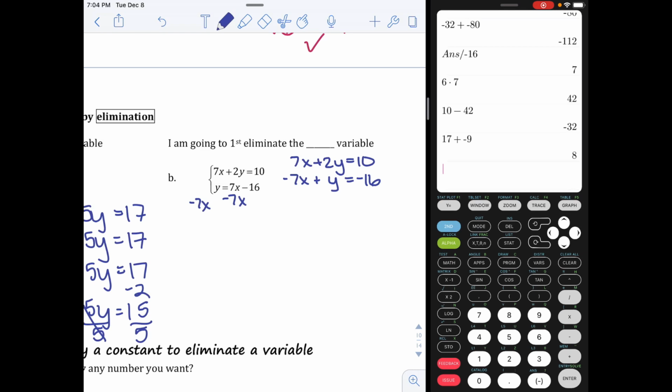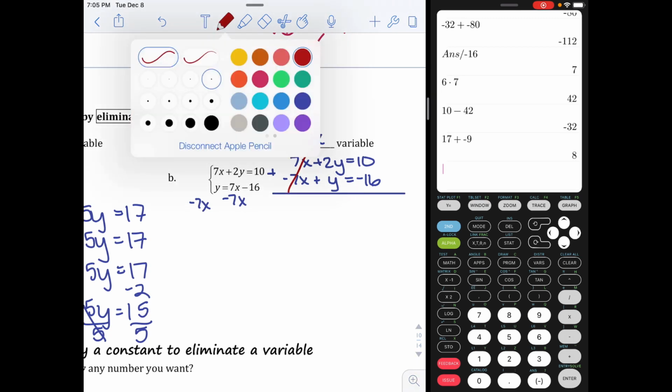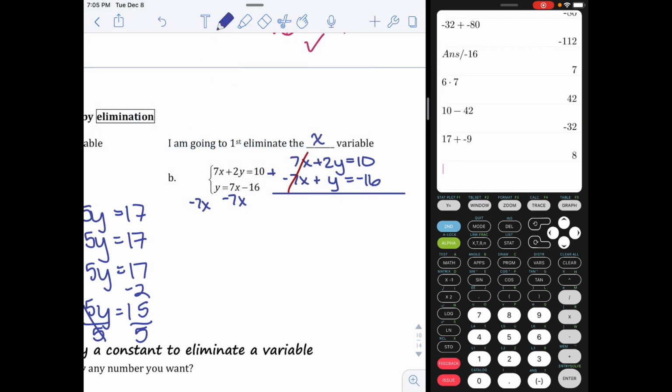And now we're going to figure out which one we want to eliminate. So look at your x's and your y's. It looks like the x's, right, have the same number, opposite sign. So we are going to go with the x's. We're going to add them right down. And when we do that, they cancel. And we now get 2y plus y, 3y. Then we get 10 plus a negative 16. I'm going to double check. Okay, that's a negative 6. Divide both sides by 3. And y is equal to negative 2.